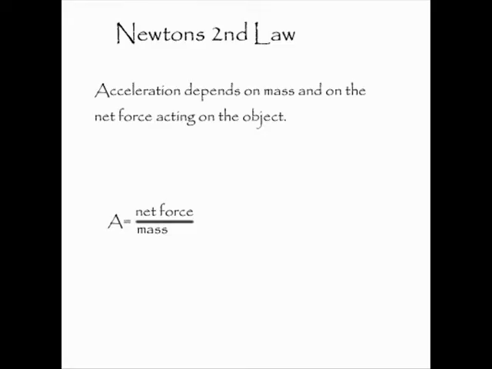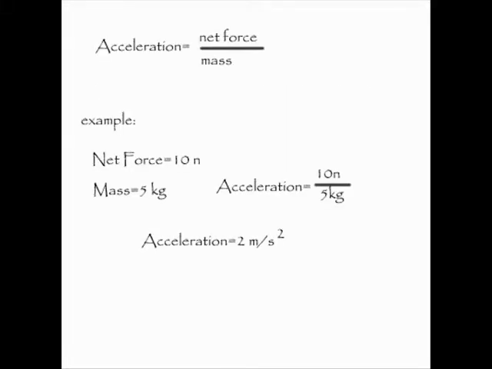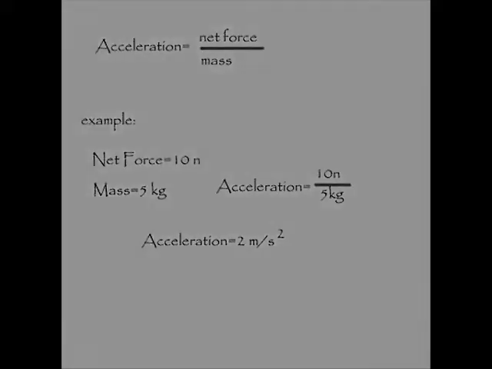Newton's second law states acceleration depends on mass and on the net force acting on the object. The equation for this would be acceleration equals net force over mass. An example would be net force equaling 10 newtons and mass equaling 5 kilograms. Acceleration would equal 10 newtons over 5 kilograms. Acceleration would equal 2 meters per second squared.